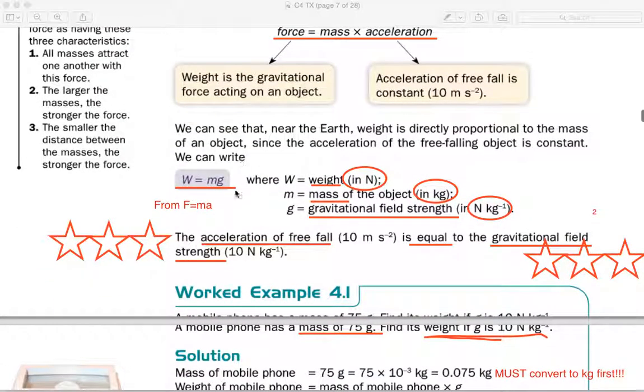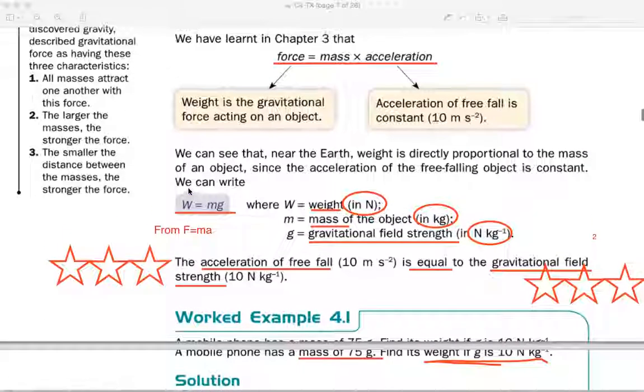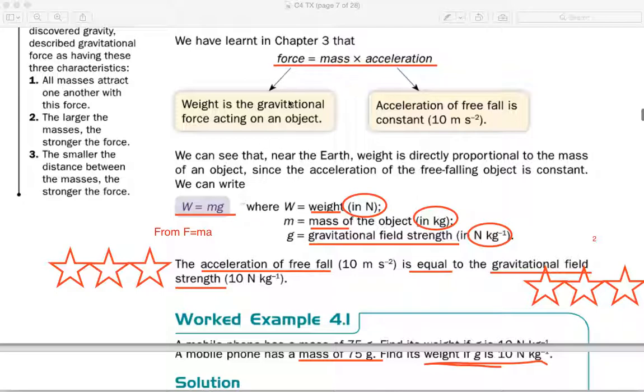Do highlight this. This is the first of two formulas that we need to learn in this chapter: W equals mg. That's not exactly a new formula. As you can see here, W is the weight, the force, whereas m is the mass and g is the gravitational acceleration. Instead of gravitational acceleration, we actually use gravitational field strength.